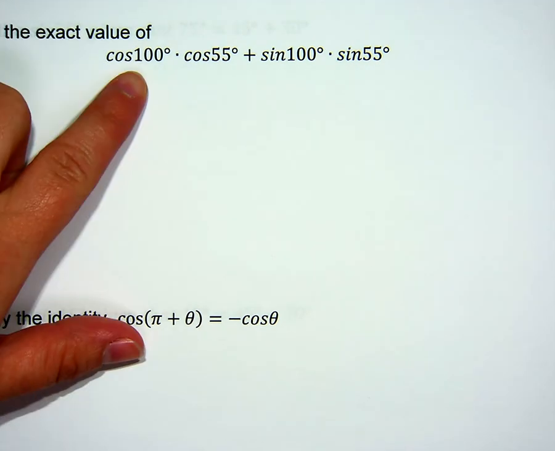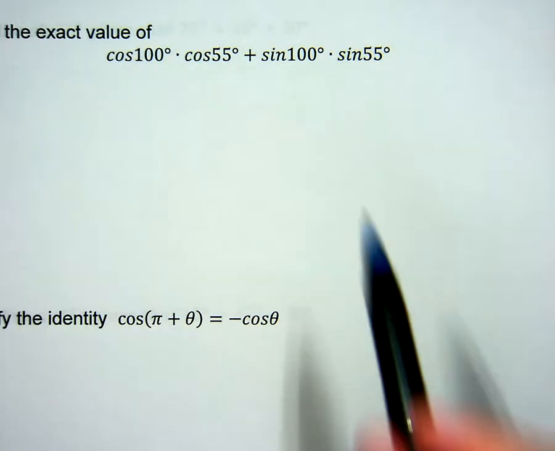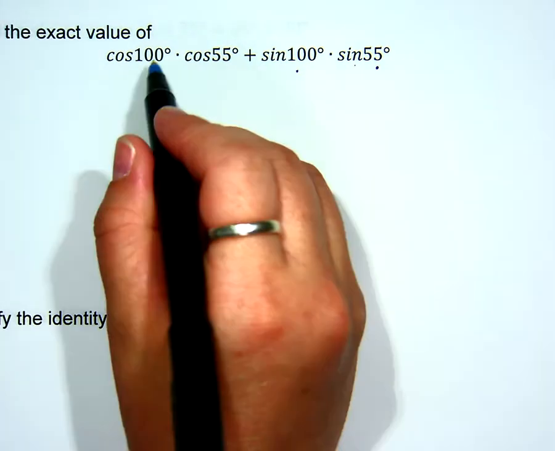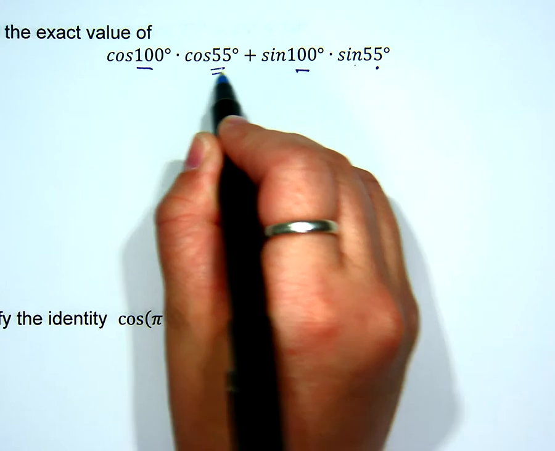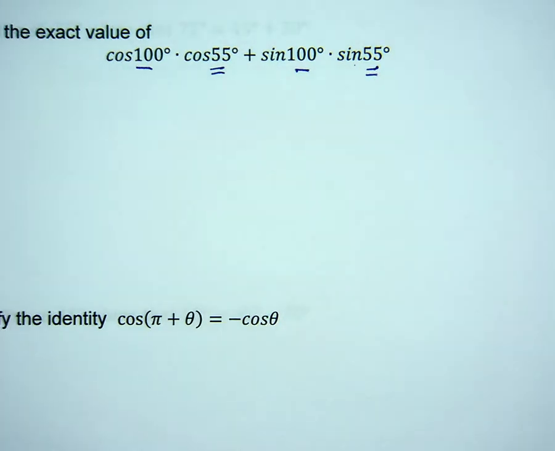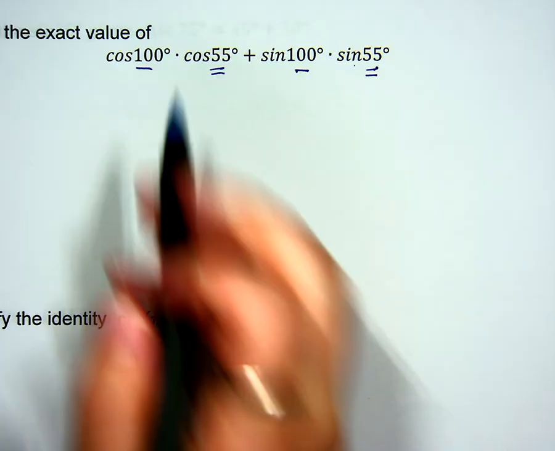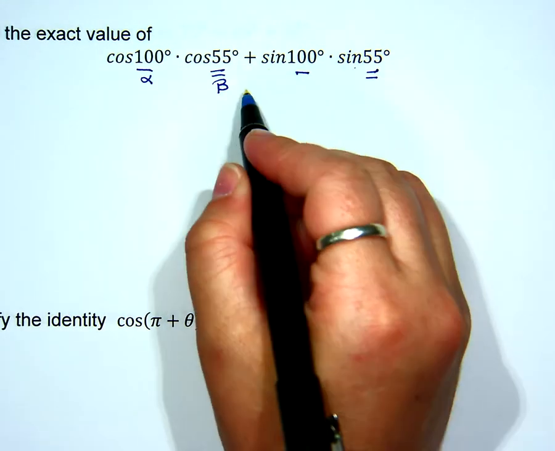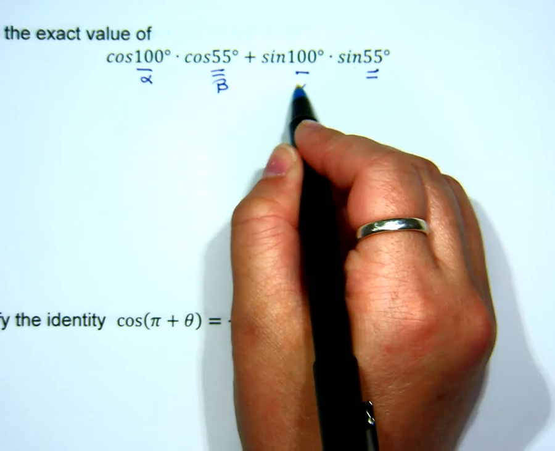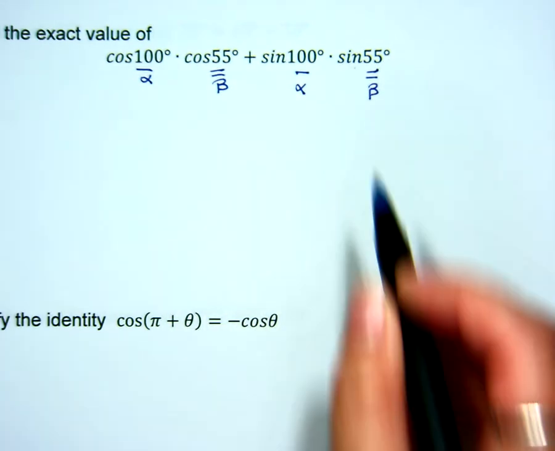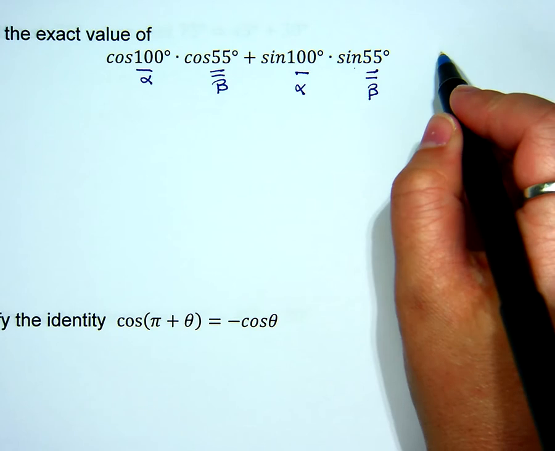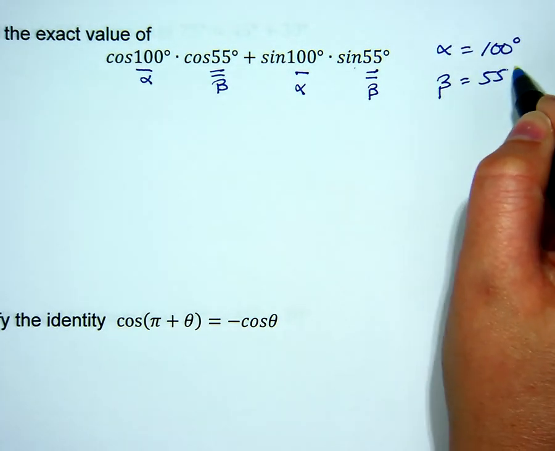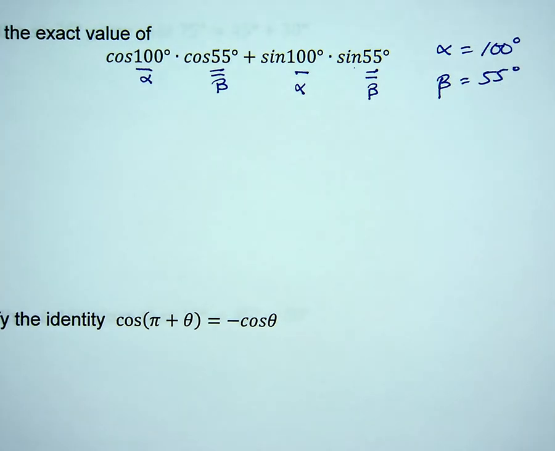Cosine of 100 times cosine of 55 plus sine of 100 times sine of 55. I've got two angles. One is 100 and the other is 55. So what do I have? I have cosine alpha times cosine beta plus sine alpha sine beta. Let alpha be 100 and let beta be 55. These are just the two angles that I have.